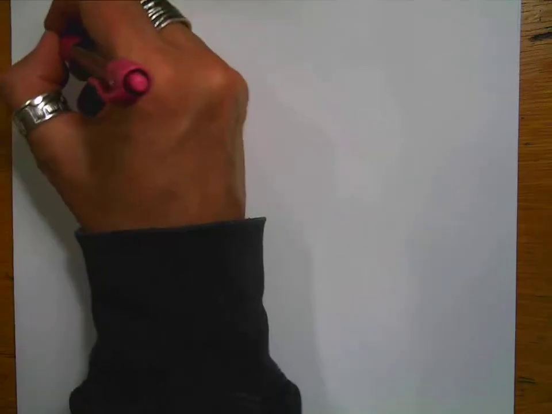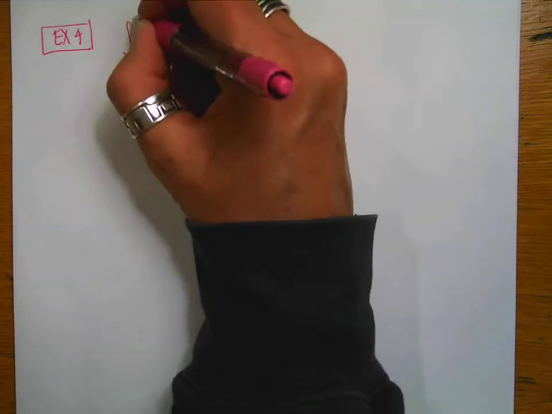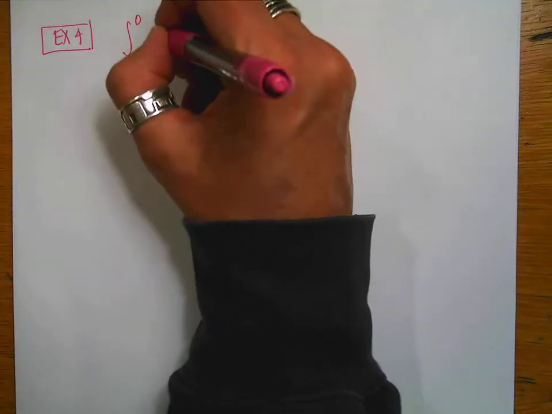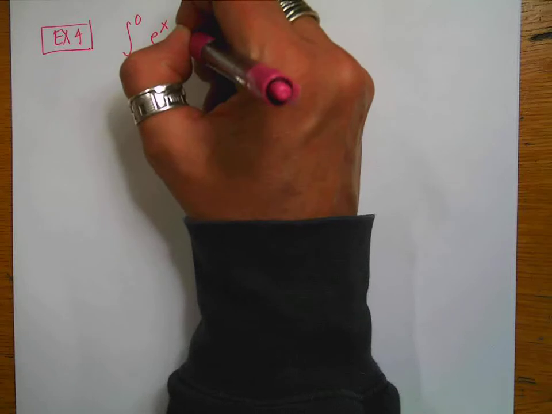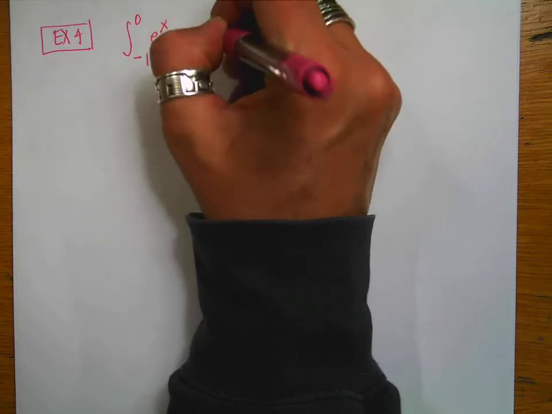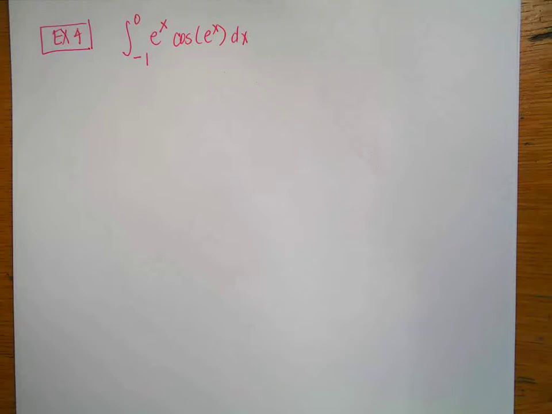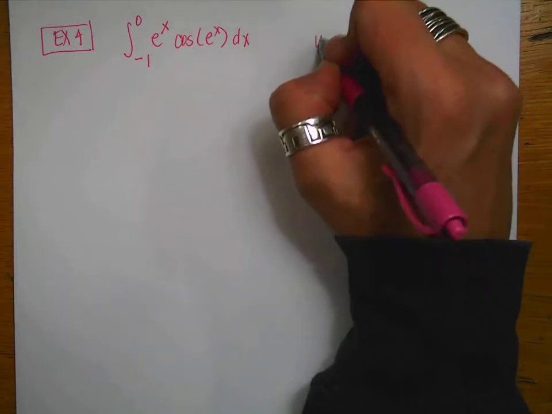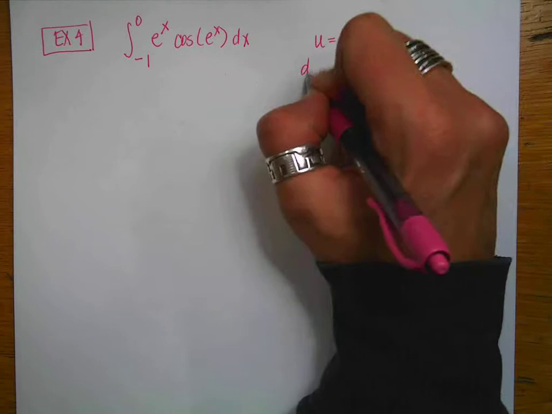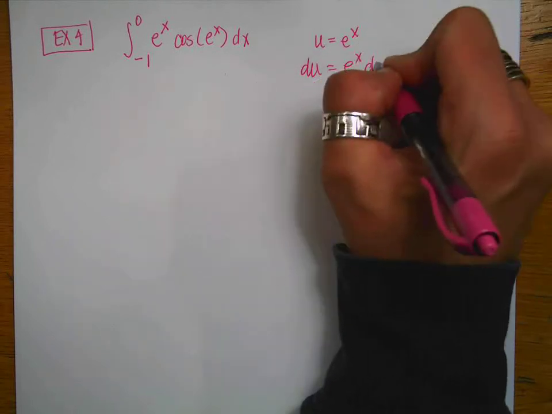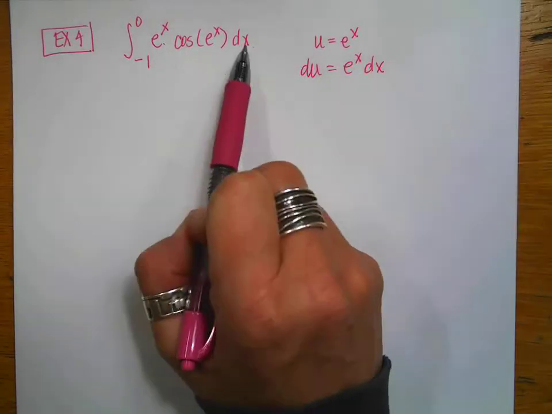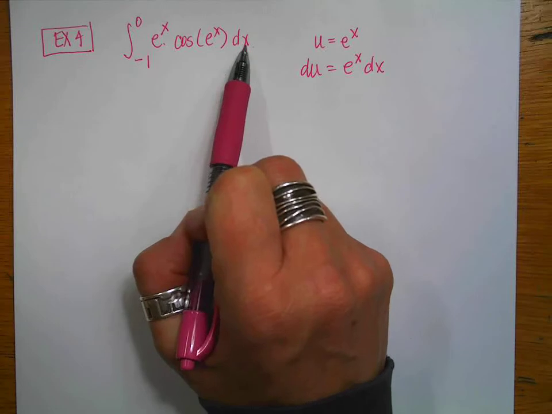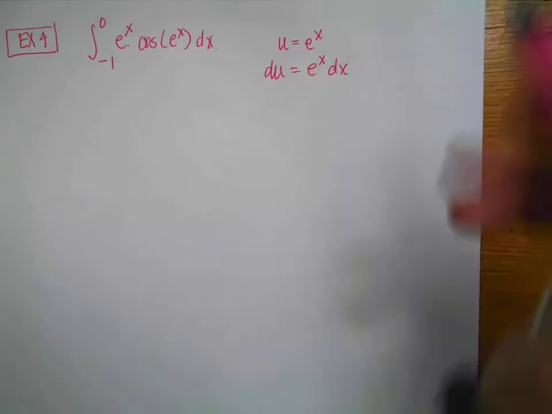All right, the next example that I have for us, example number 4. I'm going to have a definite integral from negative 1 to 0 of e to the x times the cosine of e to the x dx. So that one's a little bit trickier, but actually it's still really pretty easy. I'm going to let my u equal e to the x, so my du, woohoo, is e to the x dx. Well, there's my e to the x dx. I have everything that I need. I don't need to introduce anything.